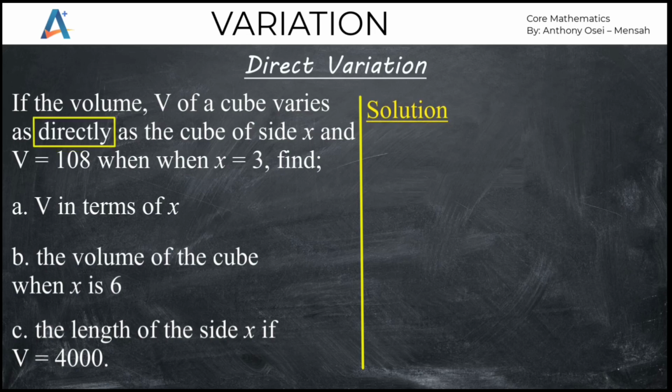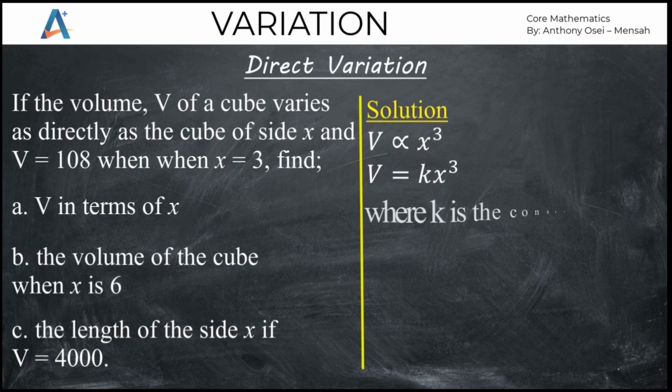Now this question says the volume V of a cube varies directly. Since we have varies directly, this becomes a direct variation. Then we have volume V of the cube varies directly as the cube of its side x. So x cubed. Because we don't use this proportional variation sign, we have to change it to an equal sign with the constant. So it becomes V is equal to kx cubed, where the equal to and the k are now representing the variation sign.